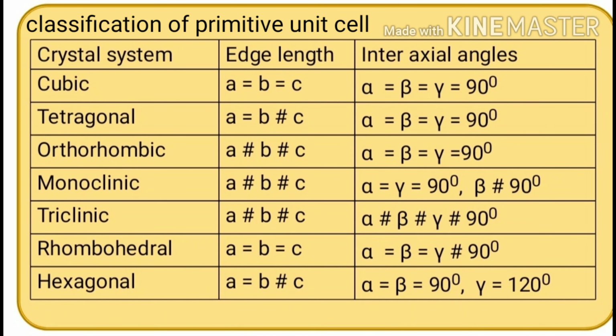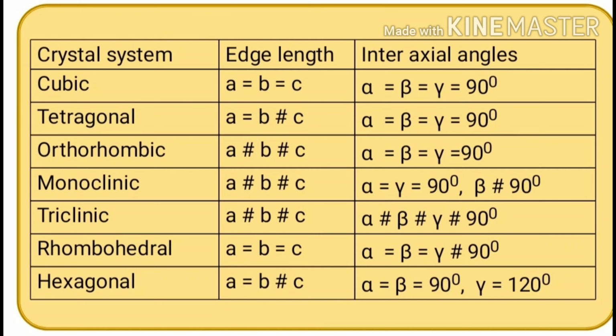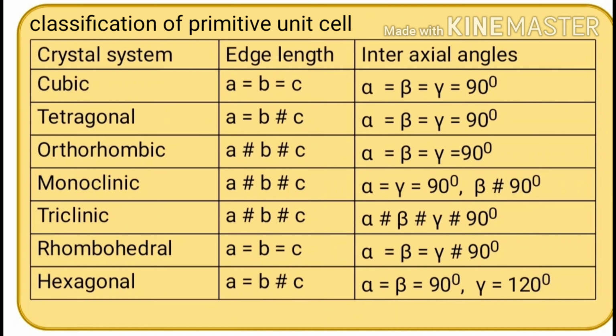Next, we are going to study about tetragonal. In tetragonal, the edge length a equals b, but b does not equal c. Then length and width are equal, height is not equal. So the edge length changes, but angles never change, alpha, beta, gamma are equal to 90. You can see in diagram.